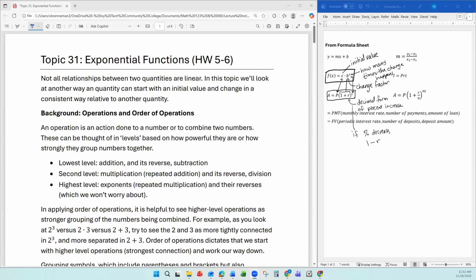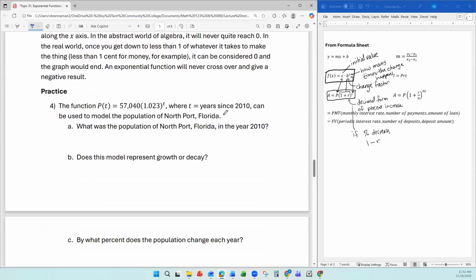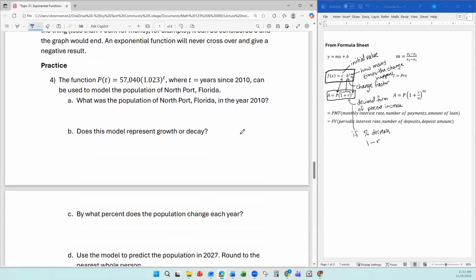This video is over topic 31, numbers 4 and 5. So on these, we're given exponential functions. We're going to analyze a little bit about what the pieces of the function mean, as well as practice calculating with those functions. So number 4, the function P of t equals 57,040 times 1.023 to the t power.